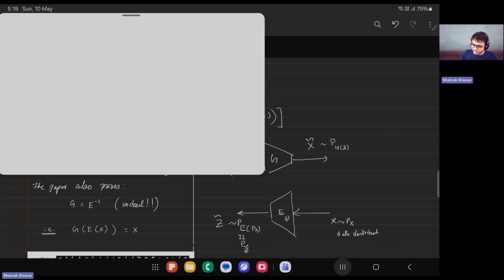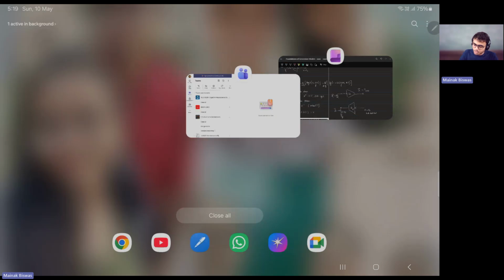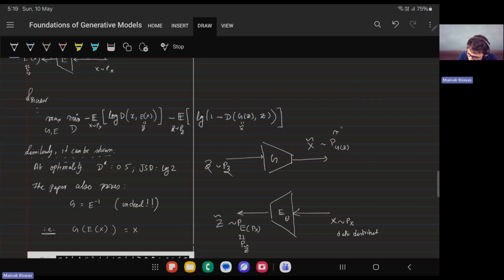PG of Z distribution, right? So this is what I wanted to output, and I want this to be very close to the PX distribution. To make them close to one another, ideally I would use the same idea of a discriminator, but in this case, I would do a trick. And the trick is as follows.